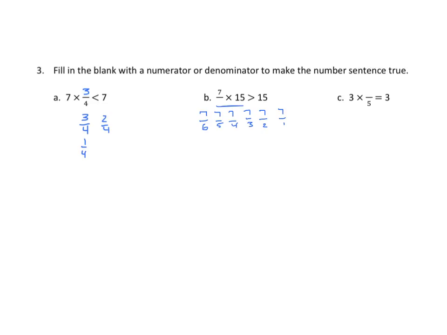Now for C, we want it to be equal. And if we are going to multiply 3 by something that equals 3, this has to be the equivalent of 1. In this case, we only have one choice. If the denominator is 5, then the numerator needs to be 5, because 5/5 is equivalent to 1, just like 4/4, 10/10, 7/7 or any number of examples.